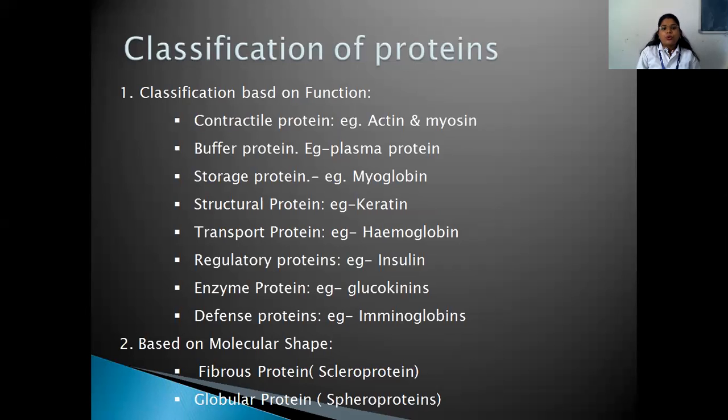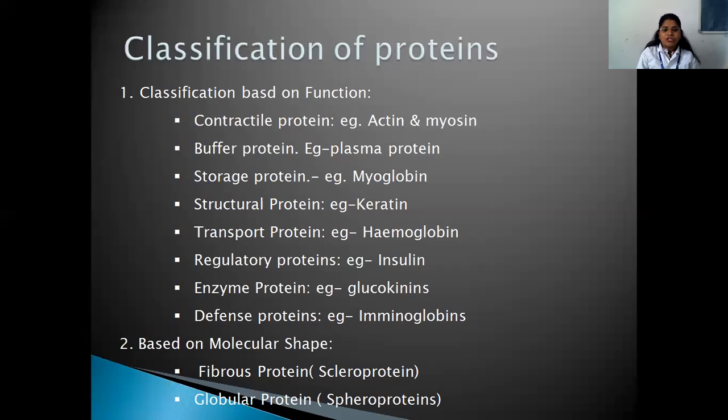Then third one is the storage protein. So the example of storage protein is myoglobin. Myoglobin is mainly responsible for storing oxygen in the muscular tissues. That's why myoglobin is known as a storage protein.